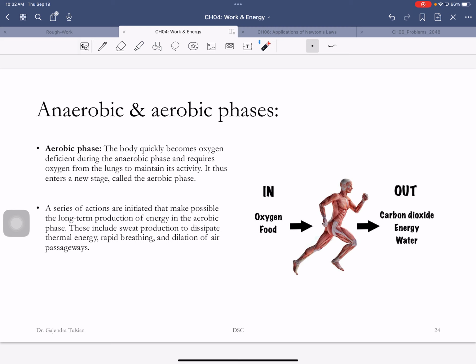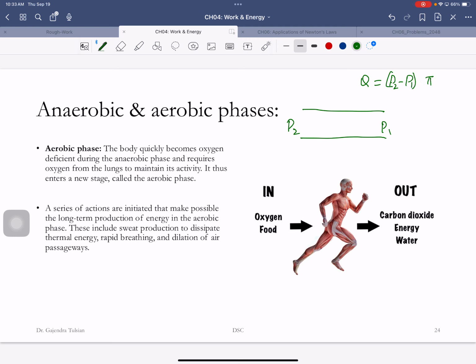Why did your air passageways dilate? To let the air in. So we learned that in the first chapter, we learned that to make a fluid flow, you have to have a pressure difference, and the flow rate was given by this equation. You don't have to remember this equation. To increase flow rate, you can increase the pressure difference.